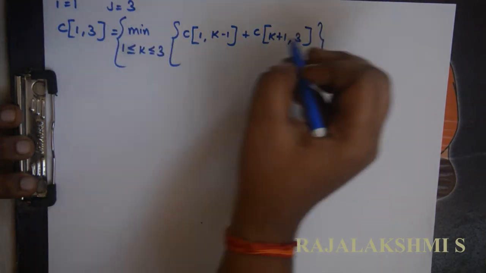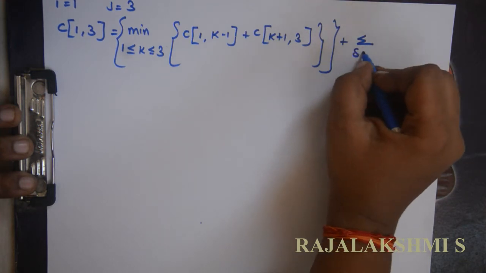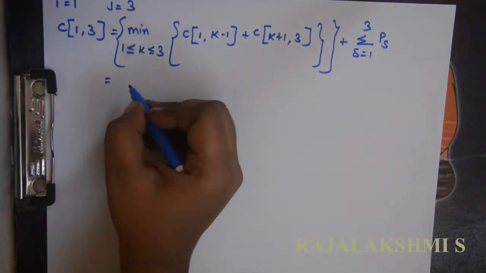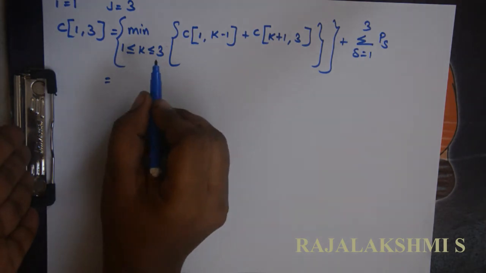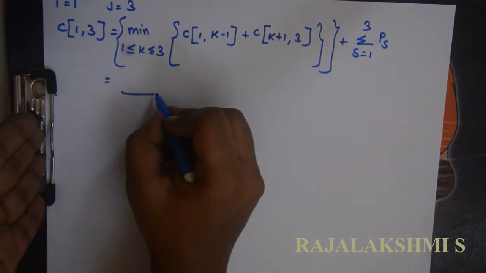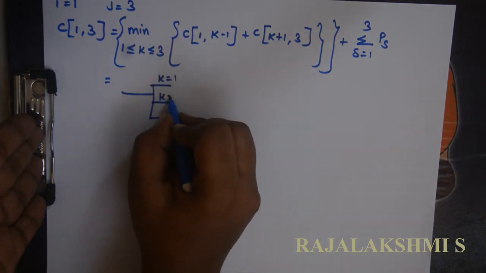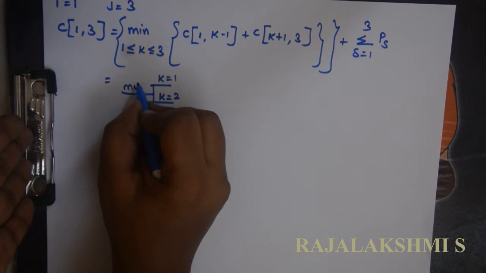Okay, after finding this minimum, this should be added with summation s is equal to 1 to 3, it is ps. So now we will take the value of k. The value of k is all the integers lying in between 1 and 3, including 1 and 3. So k takes the value k equal to 1, k equal to 2 and k equal to 3 minimum, right?